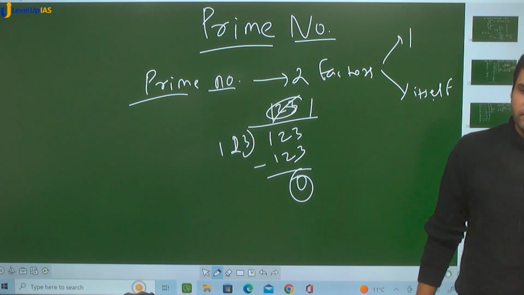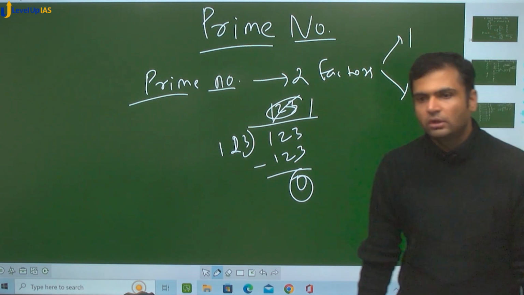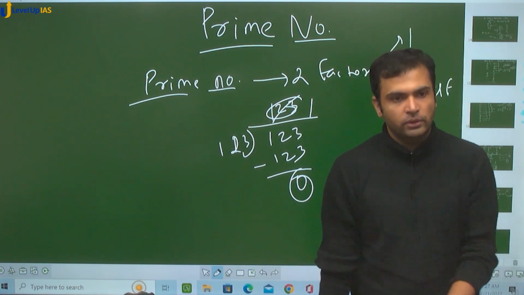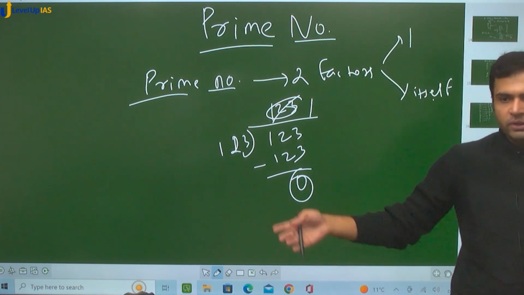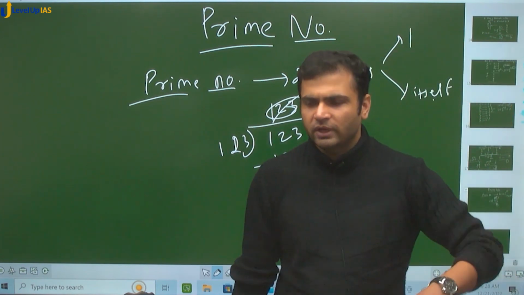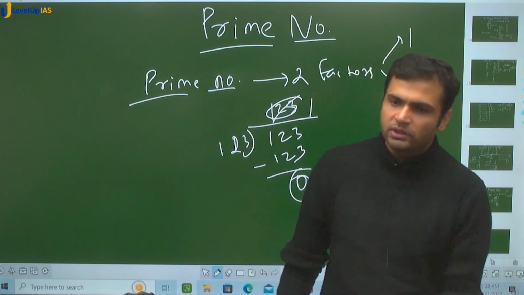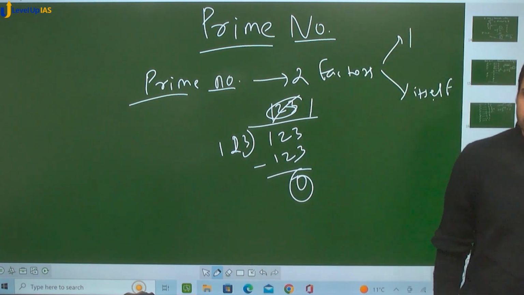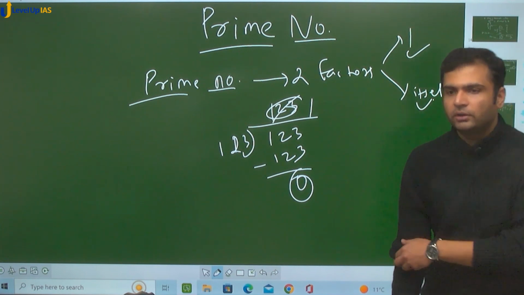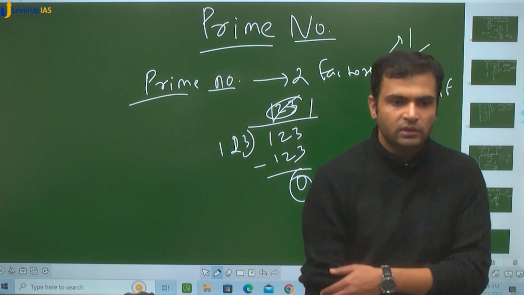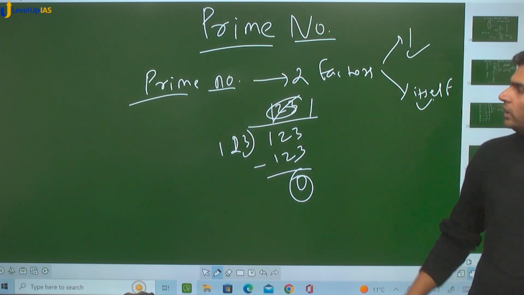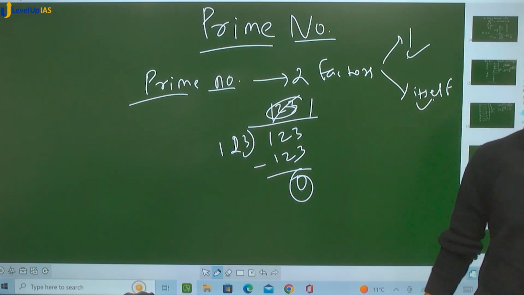Number itself is always a factor of number. 2 is always a factor of 2, 3 is always a factor of 3, 4 is always a factor of 4 and so on. Remainder will always be 0 when you divide 4 by 4. In the tables as well we do, na? 4 1s are 4, 5 1s are 5, 7 1s are 7, etc. So 1 and the number itself are always factors of any given natural number. Prime numbers are those which have no other factors. Only factors are 1 and itself.